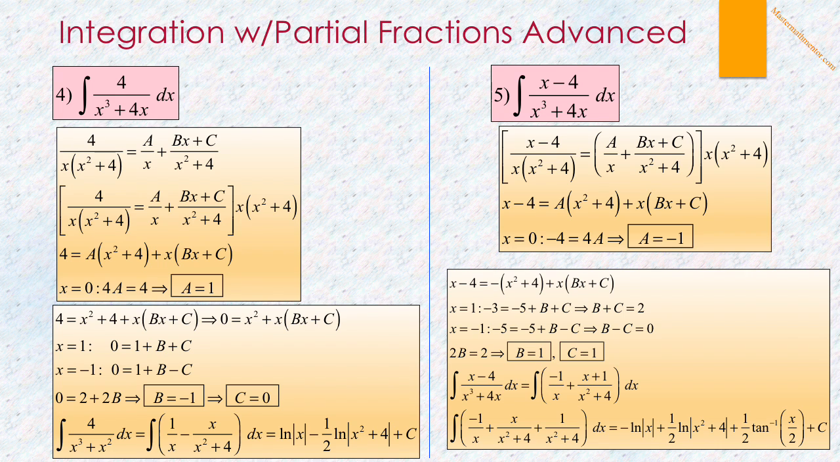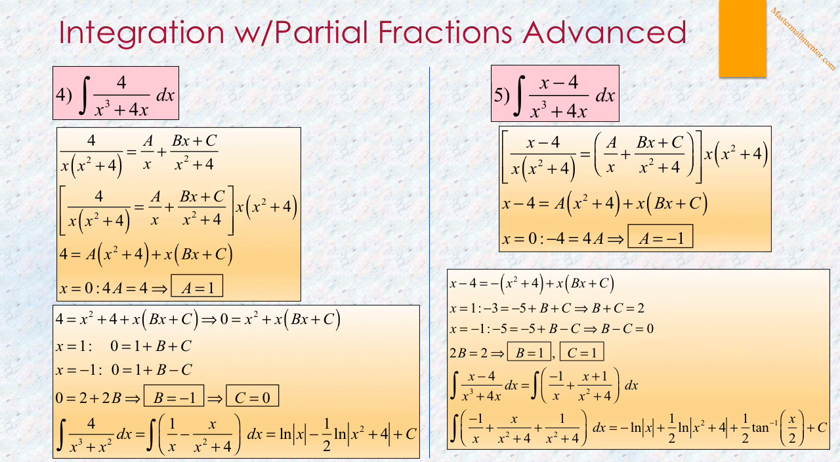So if x is equal to, for instance, 1, we get -3 equals -5 plus b plus c, getting b plus c is equal to 2. If x is equal to -1, we get -5 equals -5 plus b minus c, and this gives us b minus c is equal to 0. Adding the two equations together, we get 2b is equal to 2, and b is equal to 1, and subsequently c is equal to 1 as well.